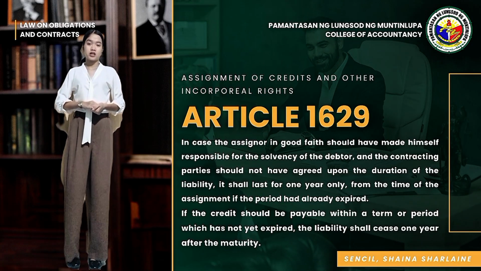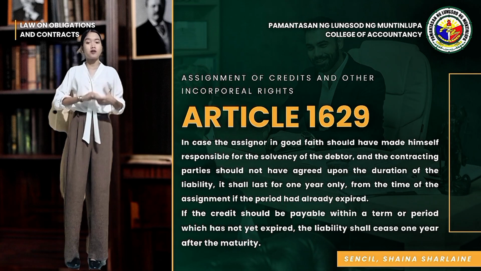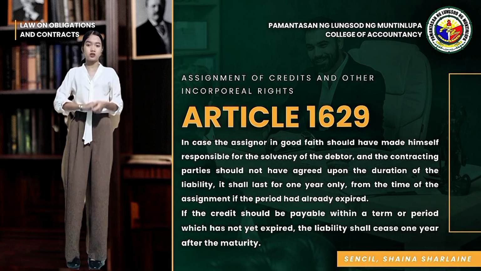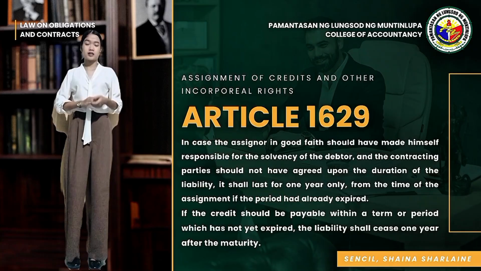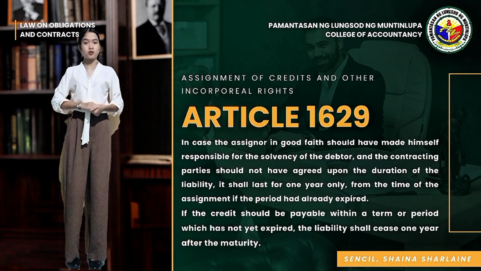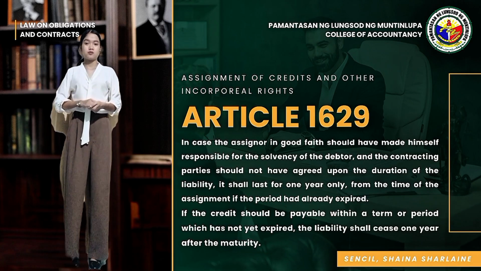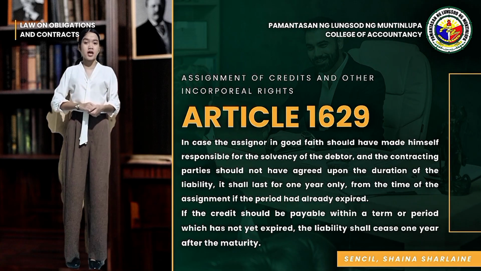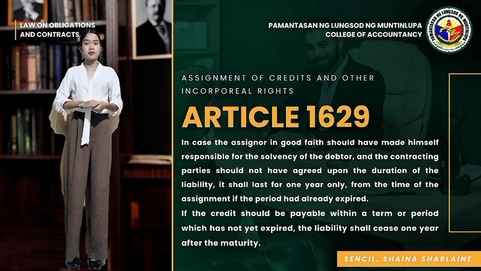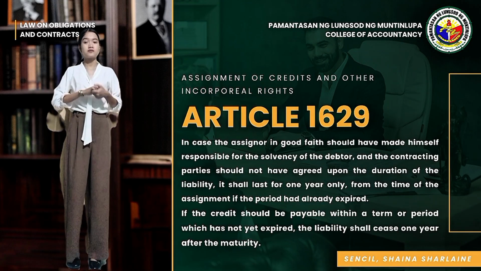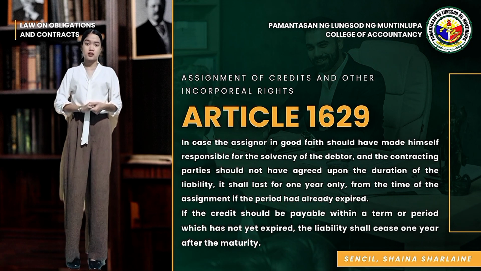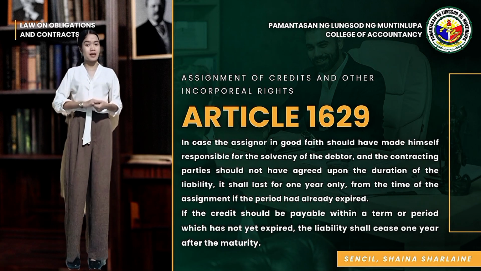So, under this article, it deals with the responsibilities of an assigner when they guarantee the solvency of a debtor. If the assigner guarantees the debtor's ability to pay, they are responsible for their liability. If there is a specific duration agreed upon, this duration will be applied. If no specific duration is mentioned, the assigner's responsibility lasts for 1 year from the assignment if the payment period has expired. It also lasts for 1 year after the due date if the payment is still ongoing. Take note that these rules apply only if the assigner acted in good faith. If they acted in bad faith, different provisions will be applied to it.